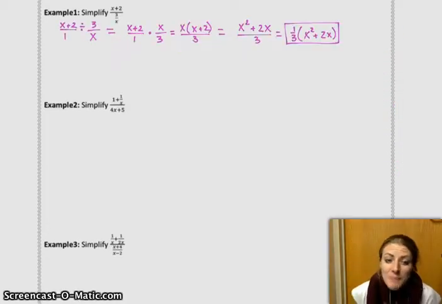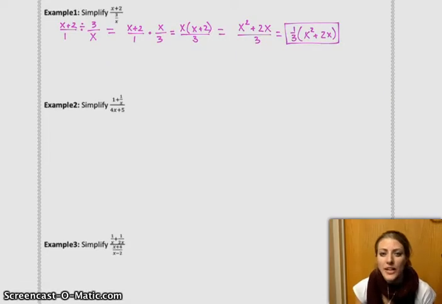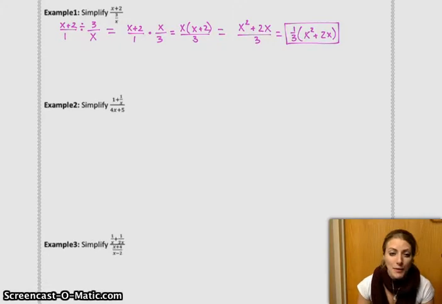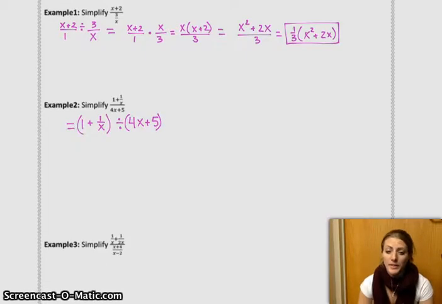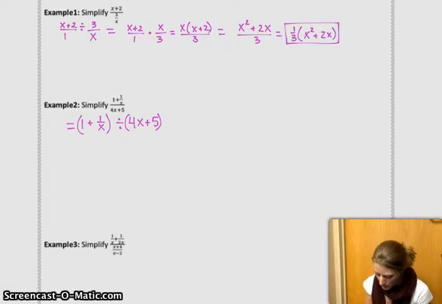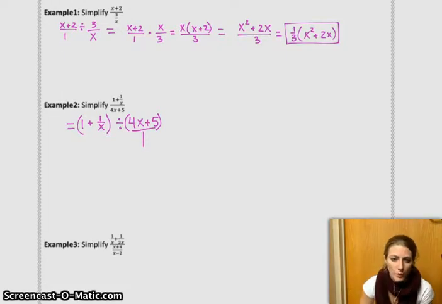Okay, next example is 1 plus 1 over x divided by 4x plus 5. Again, I'm going to rewrite it as a normal division problem. So let's do that first. Now, the tricky part with this one is that both of them are not already fractions. So the second expression, I can just write as over 1, right? Because that makes it a fraction, but that equals the same thing.